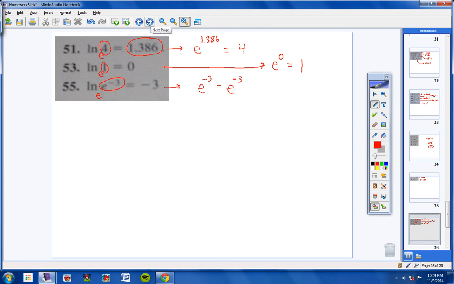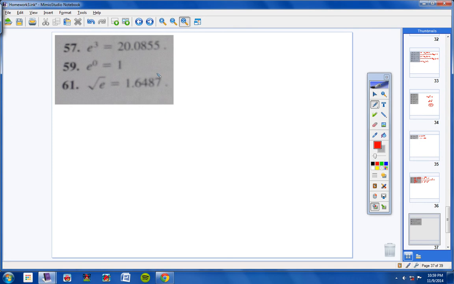Now let's go backwards. Now let's take these exponential expressions and let's write them logarithmically. So here we go.